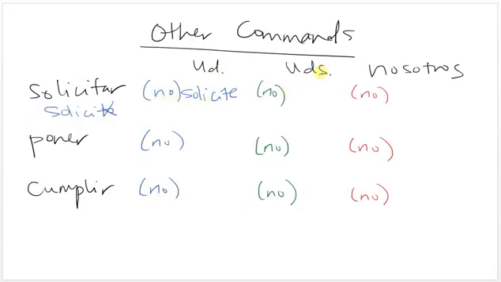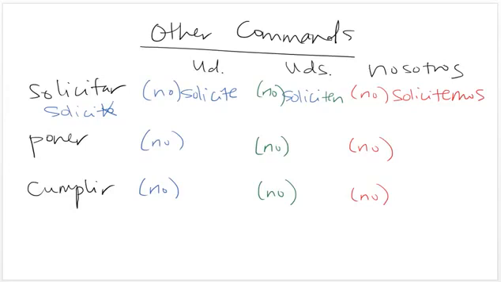For the ustedes command, again, go to the yo, drop the o, add the opposite ending, and it's plural. Soliciten. Because I'm talking to more than one person. So exactly the same if it's positive or negative, it doesn't matter. For the nosotros, solicitemos. So drop the O, add the opposite ending. Solicite, soliciten because it's plural, and solicitemos because it's nosotros.